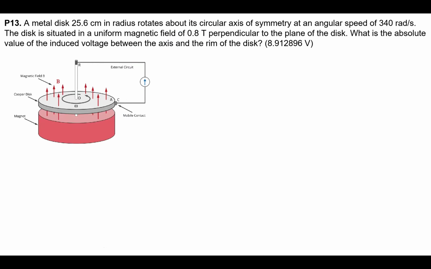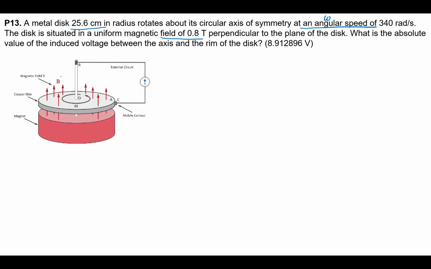And now the next problem is quite interesting. So let's try to think about it. I just added the picture here. A metal disc of radius r rotates about its circular axis like this, with an angular speed omega given, and the disk is situated in a uniform magnetic field.